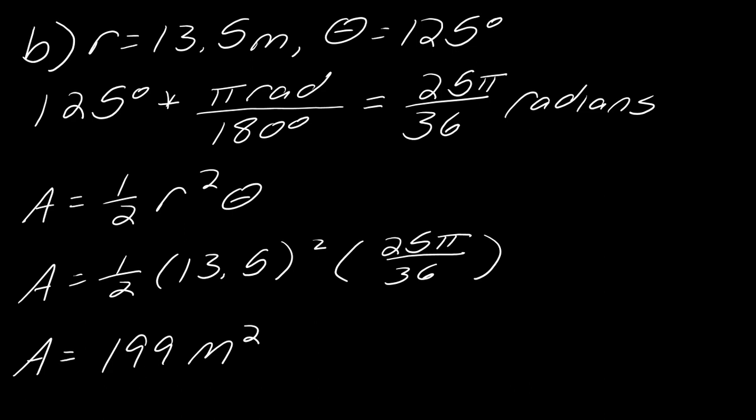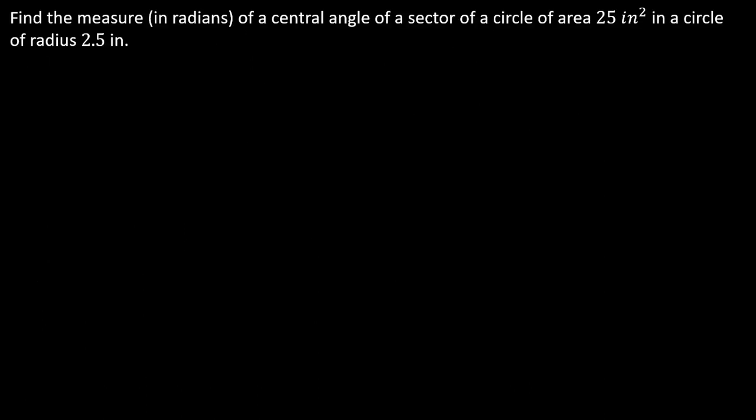Now there's a few different ways that you can go with this. I could go a slightly different direction and say find the measure in radians of a central angle of a sector of a circle of area 25 inches squared in a circle of radius 2.5 inches. Okay, so this is still asking us to work with this formula, but notice, now it's asking us to find the central angle. So it's asking us to find theta.